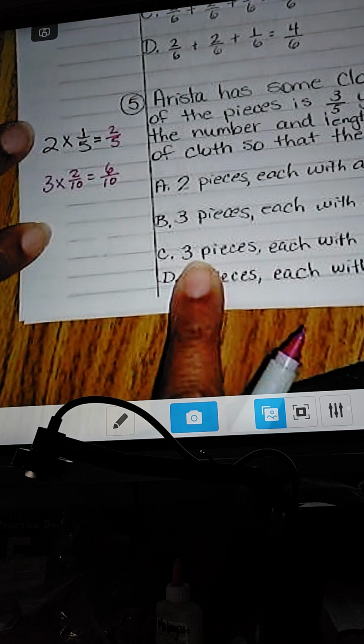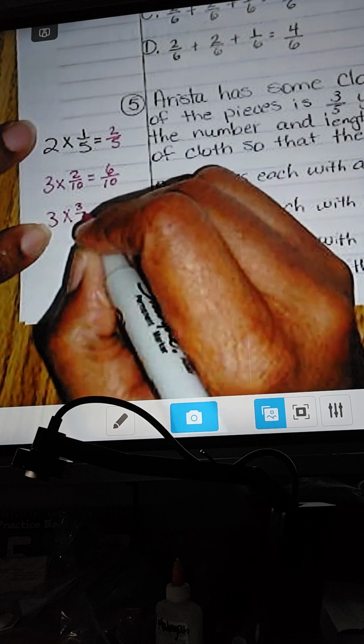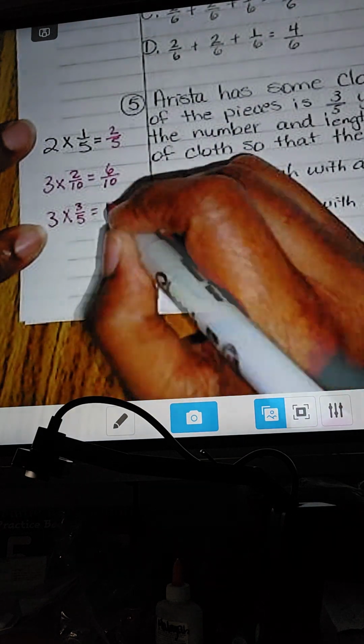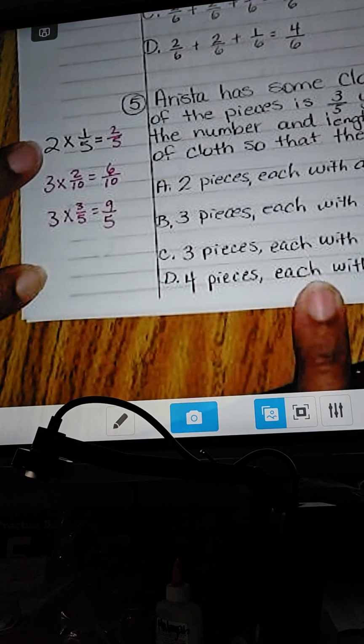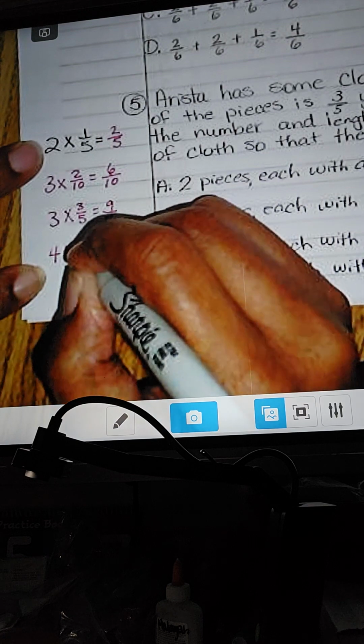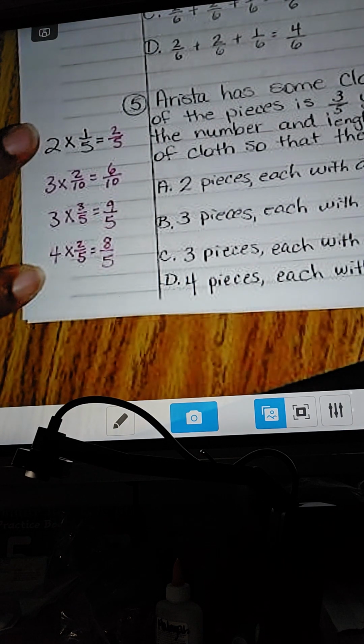C, 3 pieces. Each piece at 3/5 yard. 3 times 3/5 equals 9/5. And then D, 4 pieces, each with the length of 2/5 yards. So 4 times 2/5 equals 8/5. We're looking for 3/5. None of those fit 3/5.